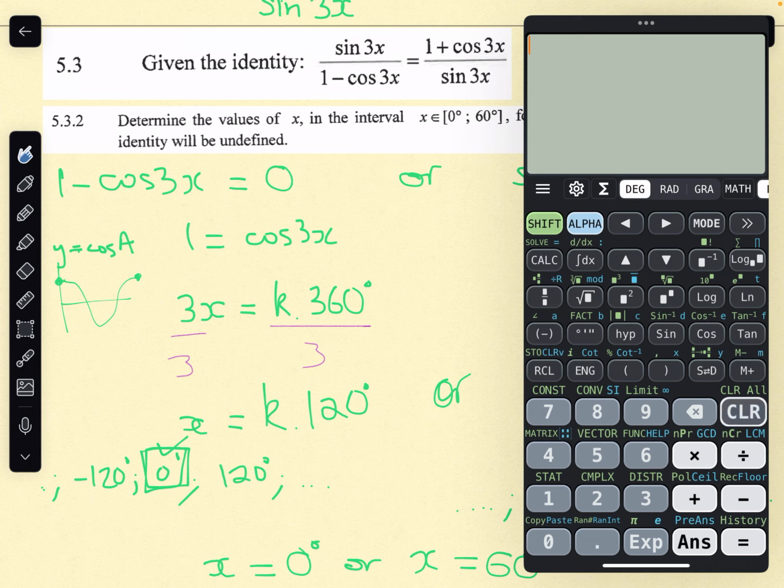And we can double check that. So if we just calculate sine of 3 times 0 divided by 1 minus cos of 3 times 0, we end up with indeterminate. And let's do 60 on the other side for fun. So we have 1 plus cos of 3 times 60 divided by sine of 3 times 60, and that also ends up being indeterminate. So that's looking promising. Let's see what the memo thinks of our promises.